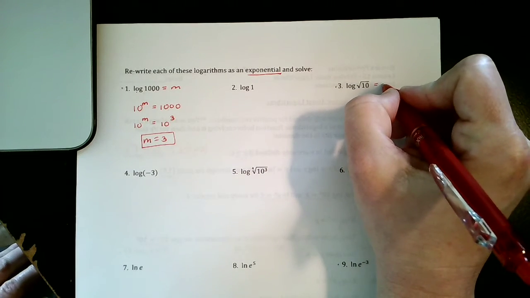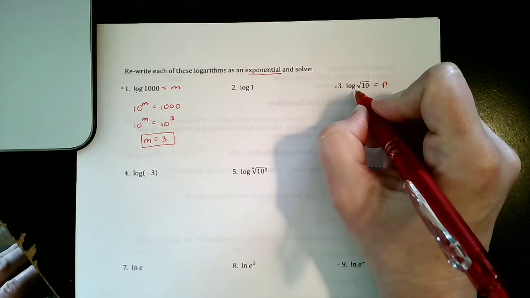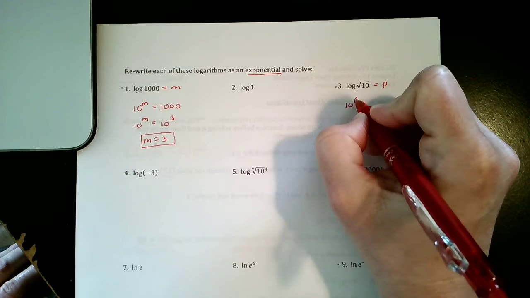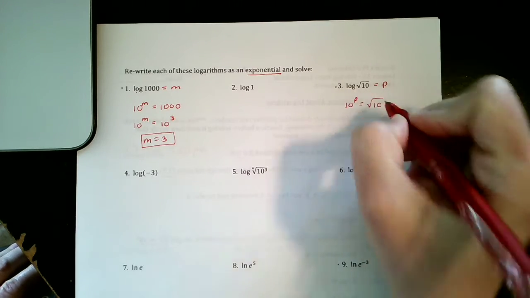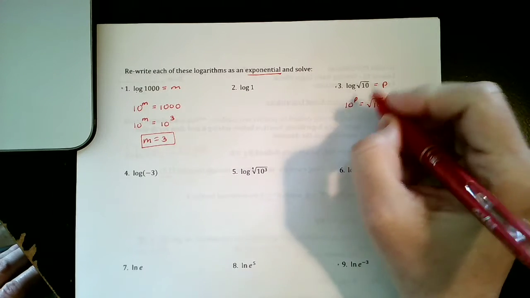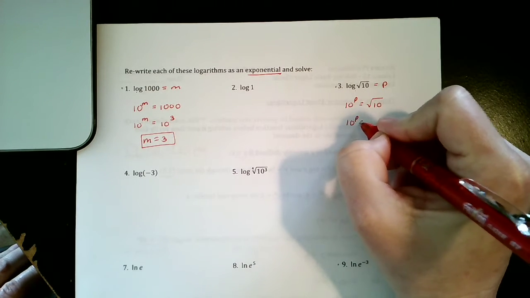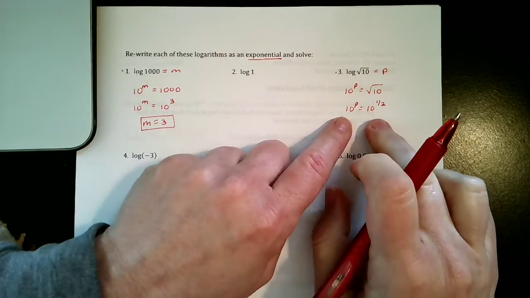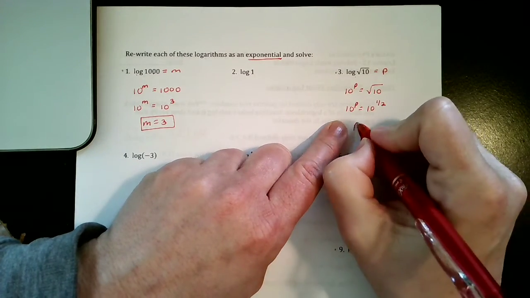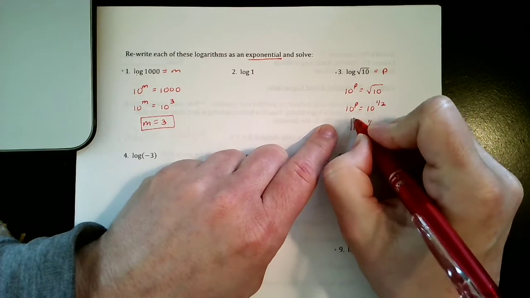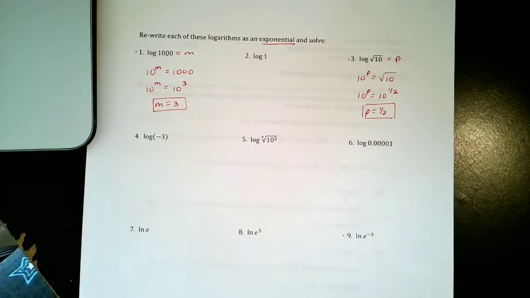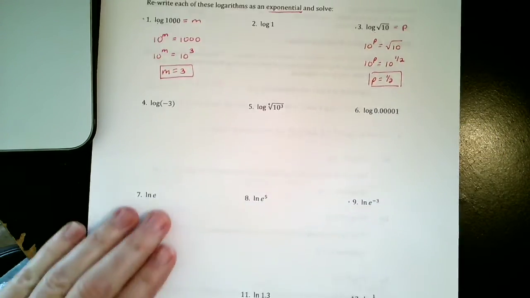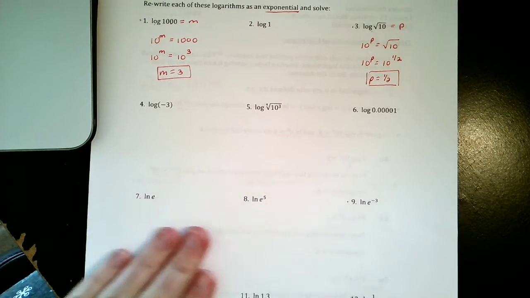Again, I'm going to call this one p this time. 10 raised to the p has to equal the square root of 10. Well, what does that square root mean? I can rewrite that as 10 to the 1/2 using rational exponents. So 10 to the p equals 10 to 1/2. p is equal to 1/2. Okay? So these are just very basic logarithm problems. I'm going to leave you guys to do 4 through 8.